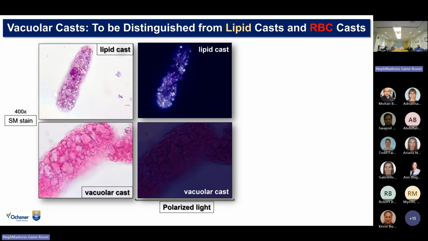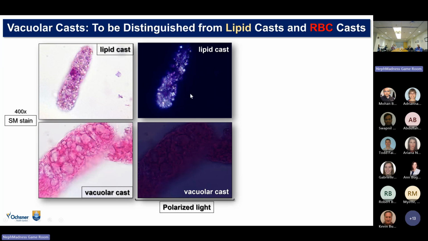First of all, lipid cast. Lipid cast here on the top, a bright field microscopy under polarized light, you can see this nice Maltese cross sign of the lipids, which is coming from the LDL cholesterol. In a vacuolar cast, there's no polarization. So we don't know what the content of vacuoles is, but it doesn't appear to be LDL cholesterol, probably just some aqueous material.